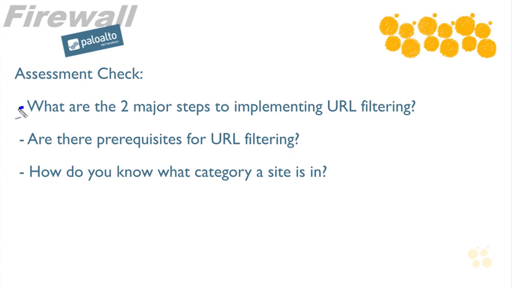All right, question number 1. What are the 2 major steps to implementing a URL filtering? And the first one is to create a URL filtering profile. And the second one is to slap it onto a security policy rule so that it becomes effective. So create the profile and then attach it to a security policy rule.